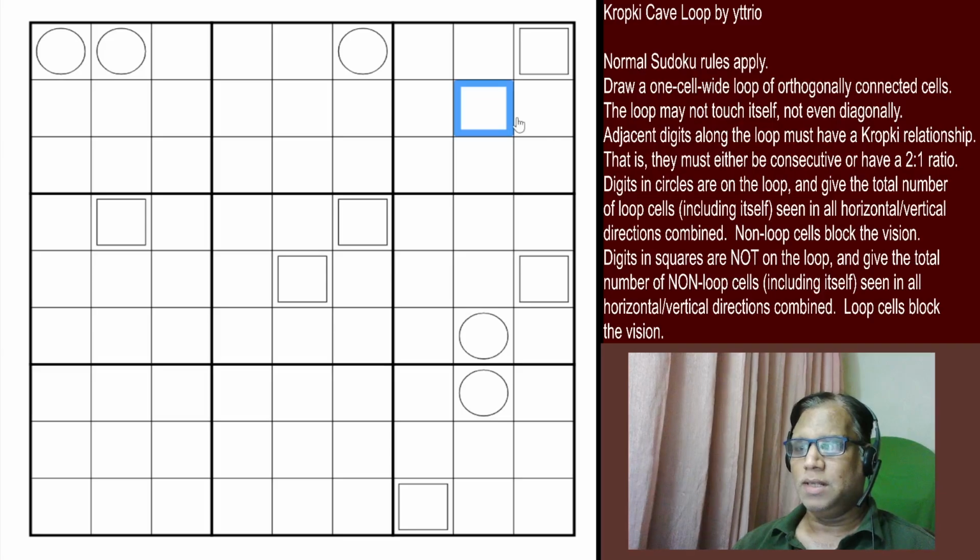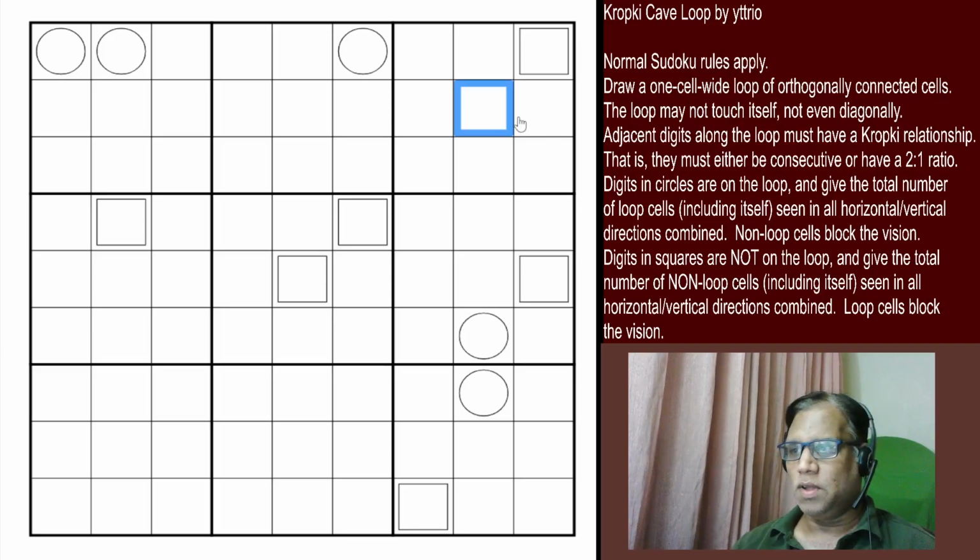Whether it is a loop or a snake, one of the puzzles I definitely remember is Marble Run. That was a really good puzzle, and I think even Water and Oil is also by yttrio. So many of my videos are solutions of yttrio puzzles.